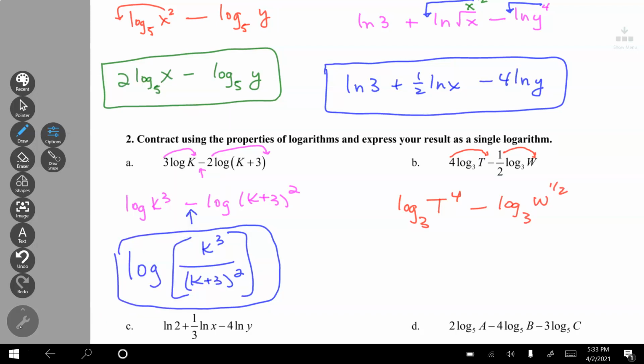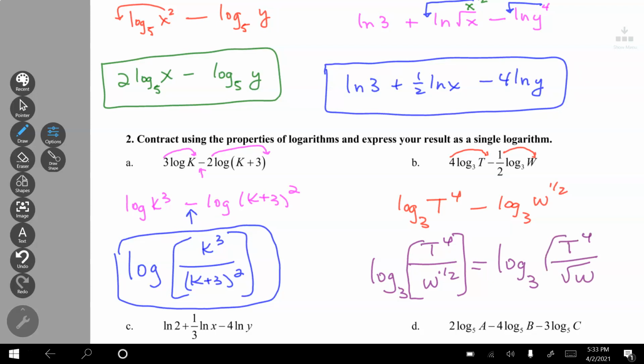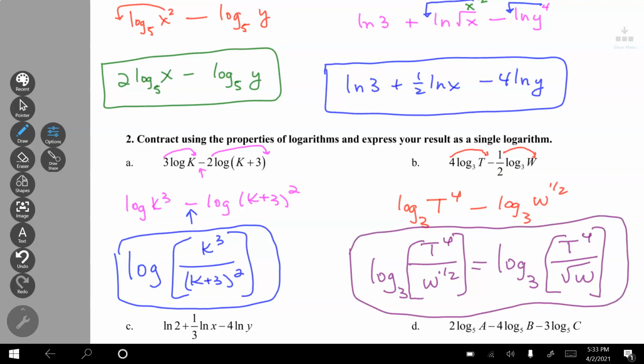And if you want, you could say log base 3 of t to the 4th over w to the 1/2. That's one way to write it. Or you could say log base 3 of t to the 4th over the square root of w, if you want to rewrite w to the 1/2 as the square root of w. To me, they're the same. I wouldn't take off for either one.